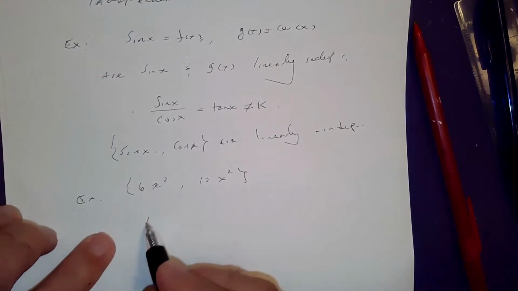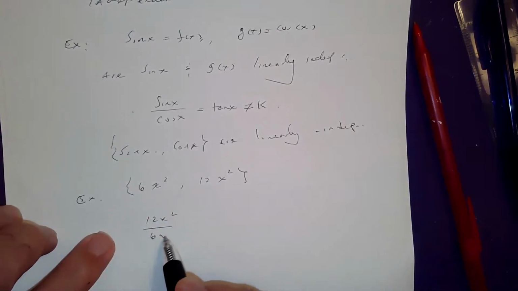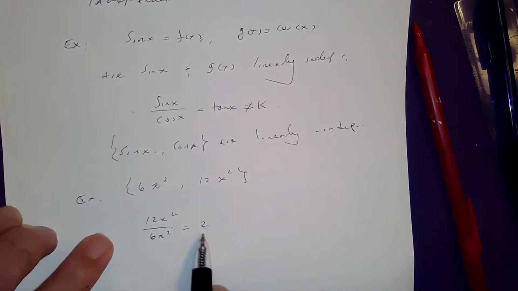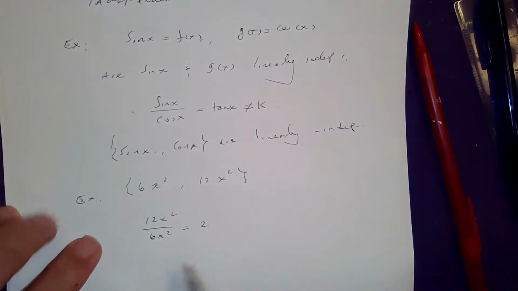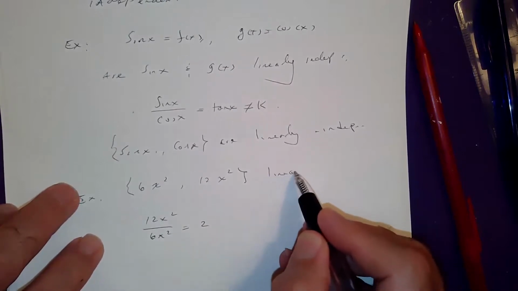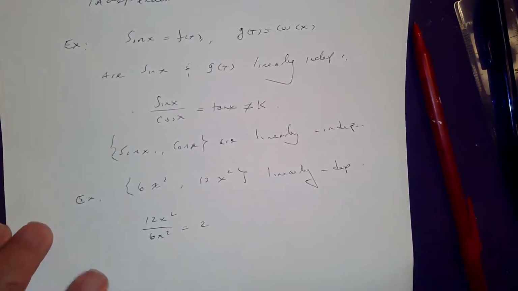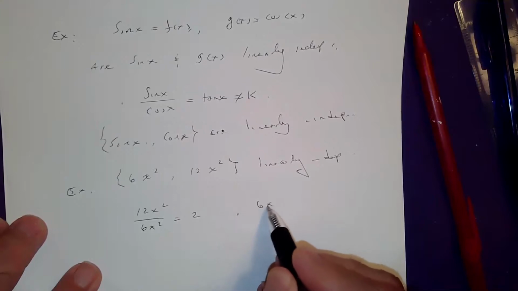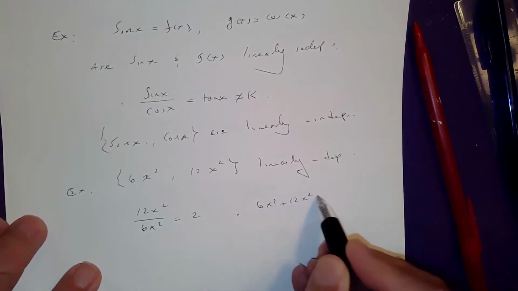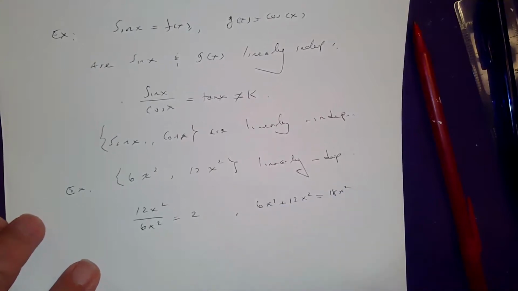Why? Because if I take one of them and divide by the other one, I get a constant. So therefore, we call these linearly dependent functions. What does that mean? That means I can combine them here. Isn't that like 18x squared?